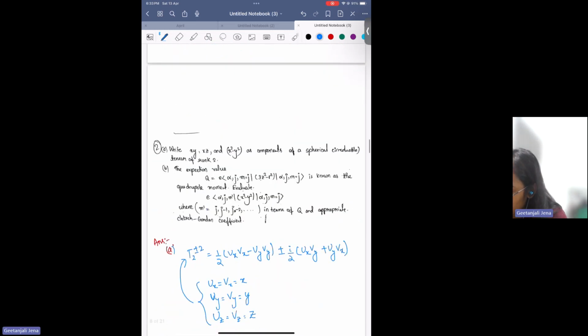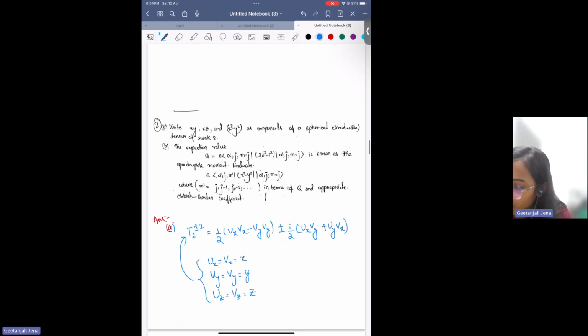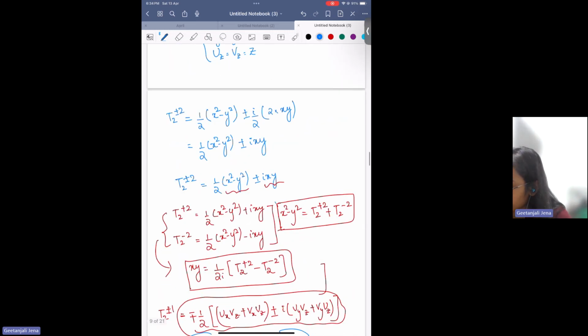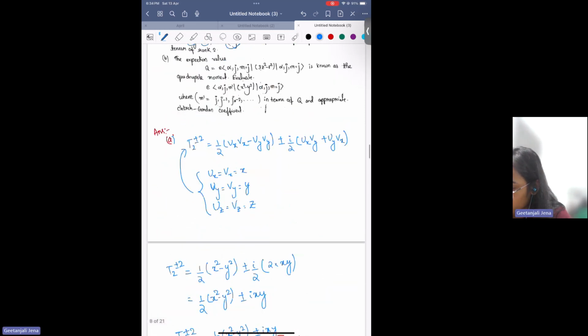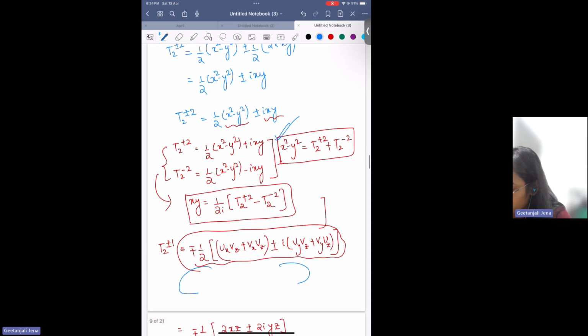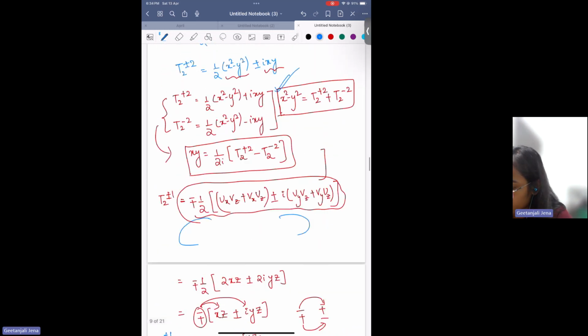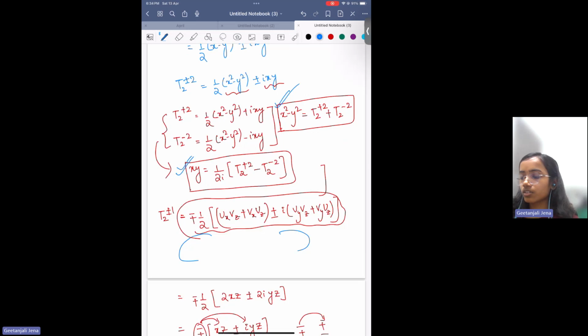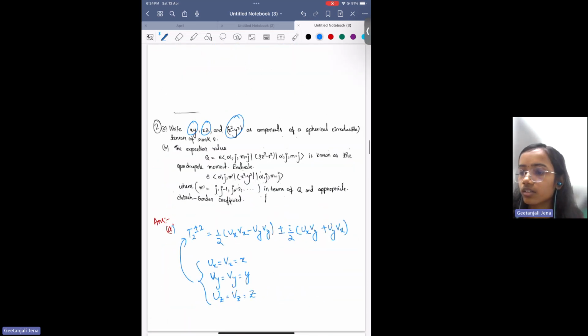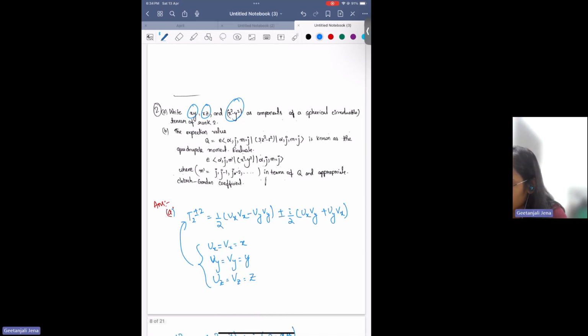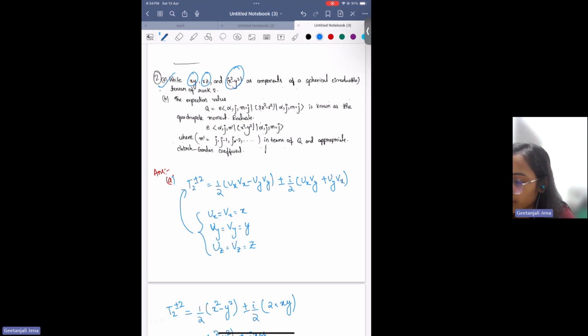So the question was about xy, xz and x square minus y square. So we got x square minus y square here and xz is this one and xy is this. So the answer for the first part, we already got the answer. Okay. So there is no need to write down for the z. The third, T2 0, for the first part is done. So now let us see the second part.